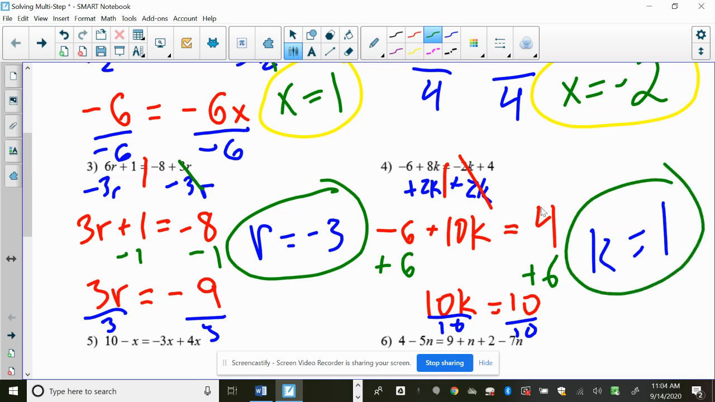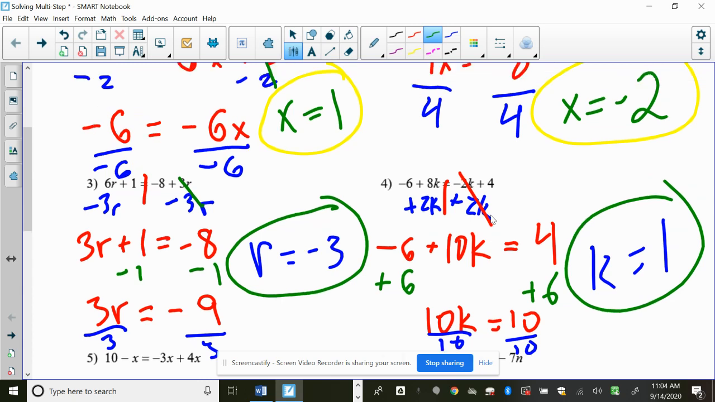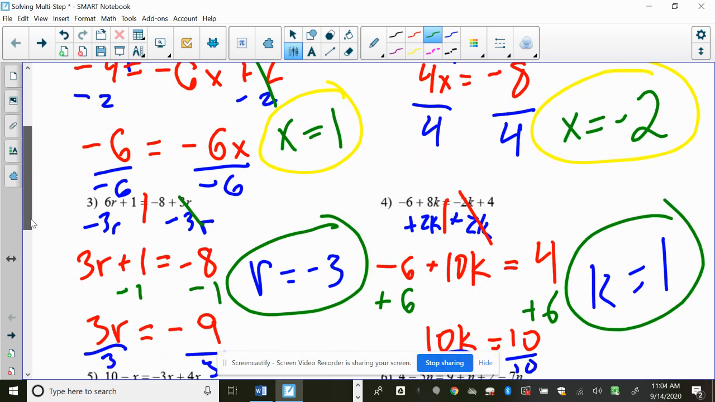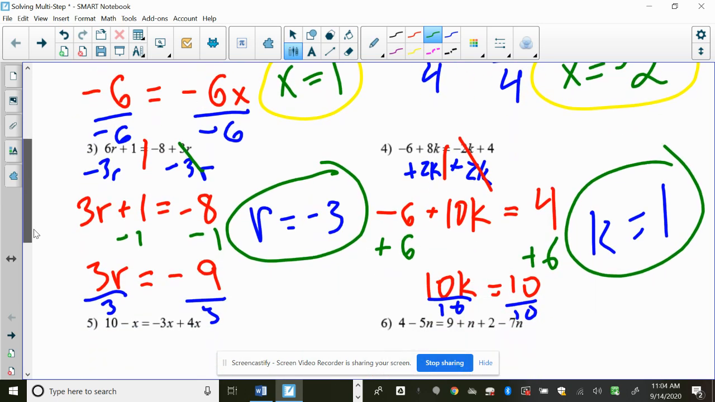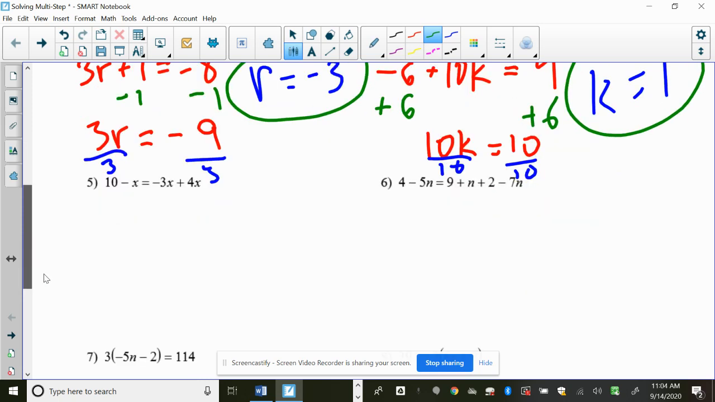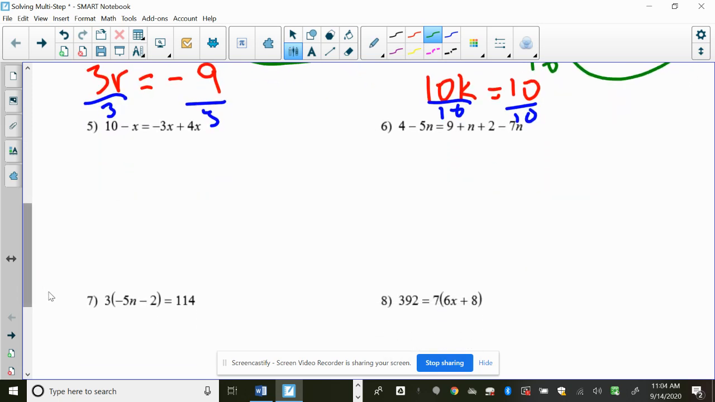Okay, so far, first two problems, we practiced combining like terms within the problem. Then 3 and 4, we practiced variables on both sides. Now let's put both together. Okay, so now we look at 5.